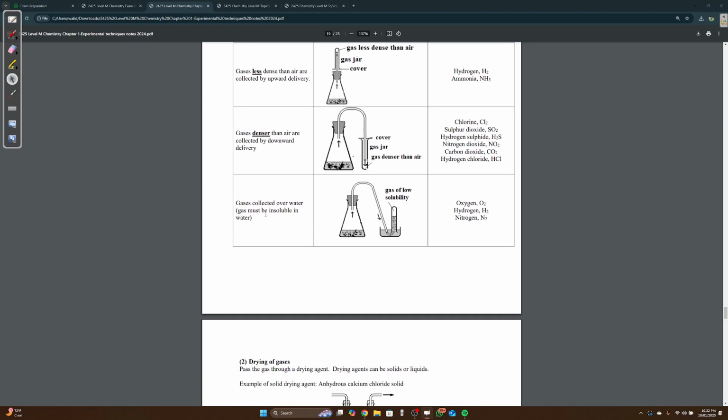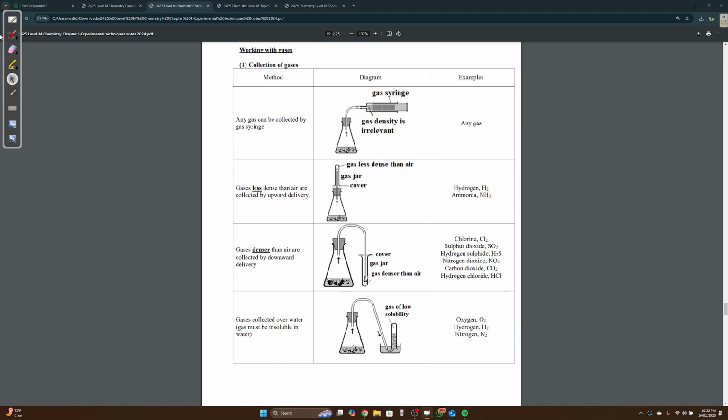If it's collected over water, for a gas to be collected over water, it must be insoluble in water. What? A gas of low solubility. Oh, okay. So the fourth method is being collected over water like they did here. It just has to have a low solubility. It just can't be soluble in water. So you can do this for any other case, as long as the gas is insoluble in water. And you have three cases.